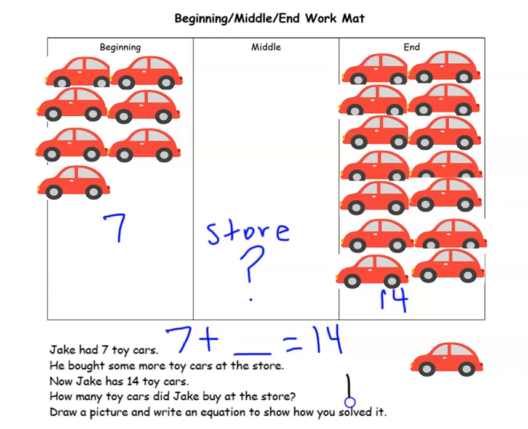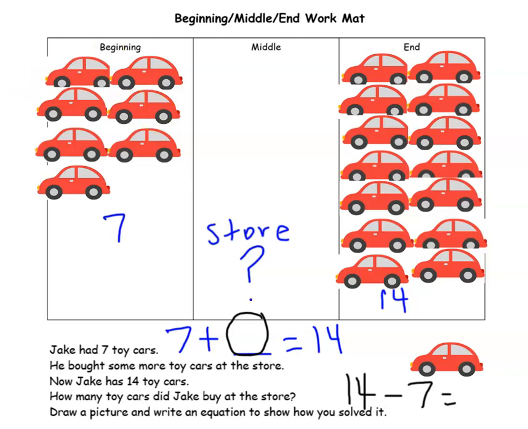If he has 14 cars at the end, and in the beginning, if he had 7, how many would he have had at the store? So we can do that both ways. So I'm thinking of this number that should go here, and because I know my doubles really well, I know what this number is. Are you thinking that you know what this number is?